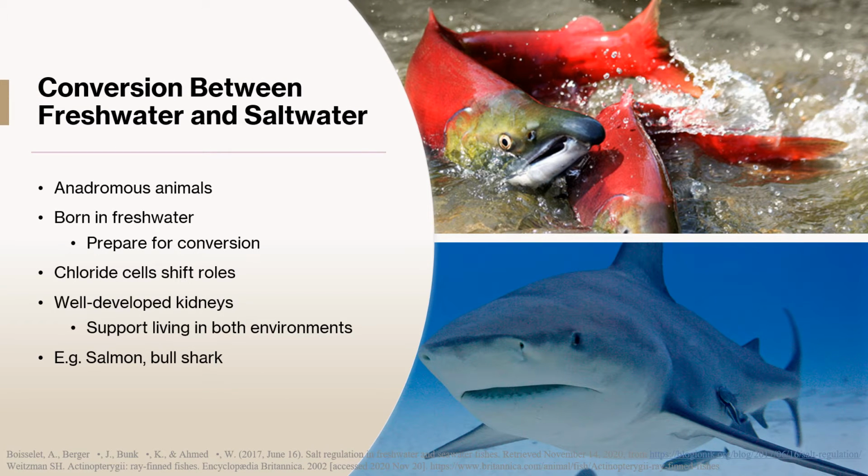Certain animals have adapted to permit movement between marine and freshwater habitats. These animals are known as anadromous fish, meaning that they spend the majority of their lives in marine environments, but migrate to freshwater to spawn. The features that allow for this behavior are well-developed kidneys and chloride cells that are dual functioning. Salmon are a primary example of this behavior.